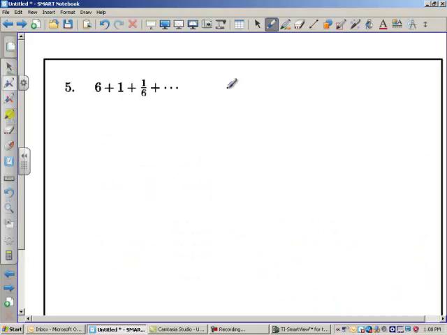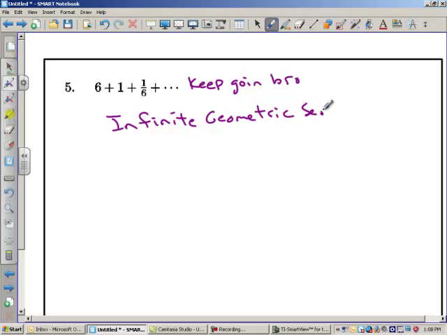Okay, one last example. What if I'm going to infinity? This dot dot dot means keep going. And we have to first of all figure out that this is an infinite geometric series. And the only way this will do something called converge is if the absolute value of r is less than 1. That's a math word for has an answer, a finite answer anyway.